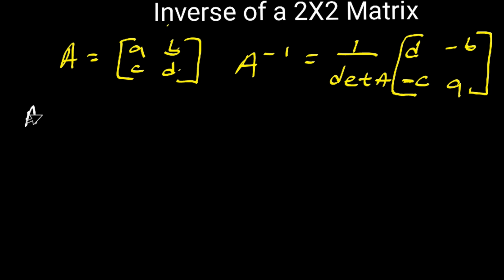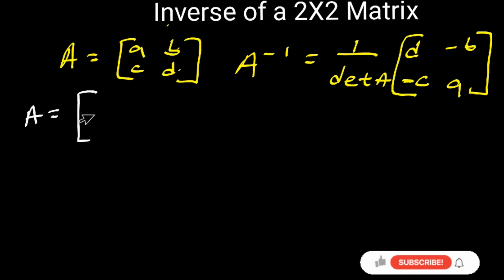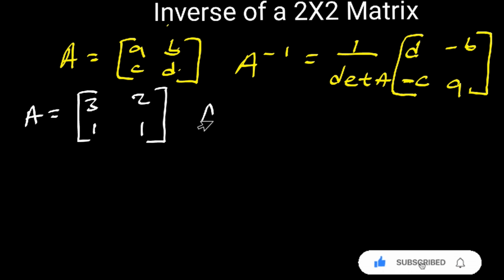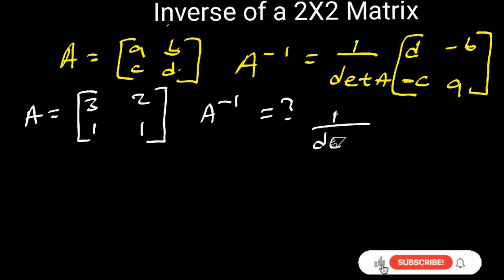Assume you have matrix A as 3, 2, 1, 1. Let's find the inverse of this matrix A. Now, by this definition here, the inverse of this matrix A is going to be equal to 1 over the determinant of matrix A multiplied by this. We have A and D here, so we are going to switch D and A.